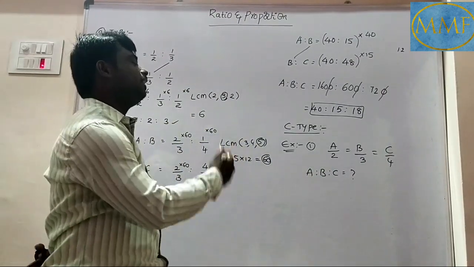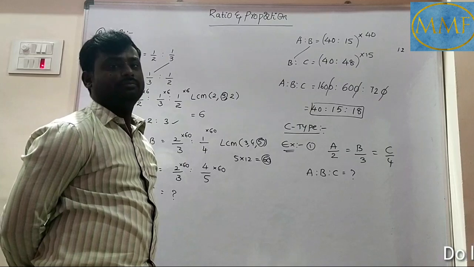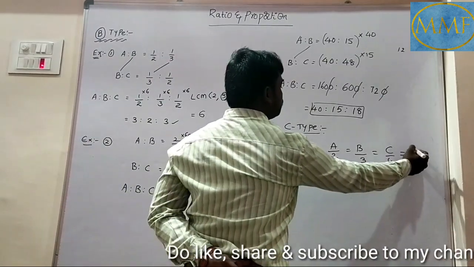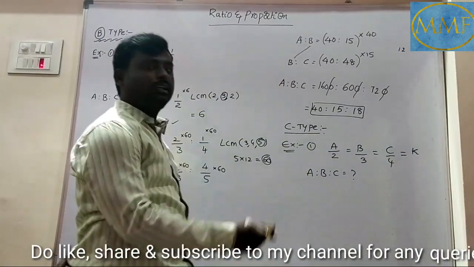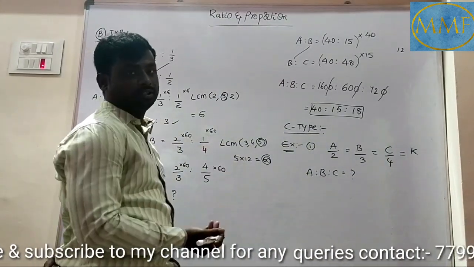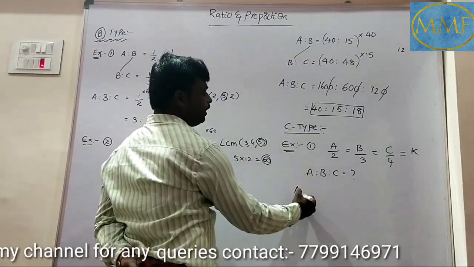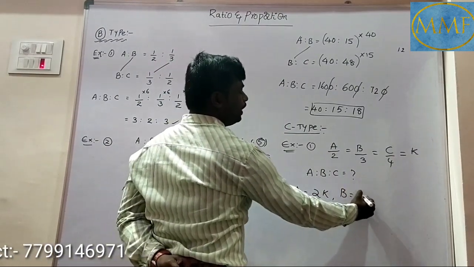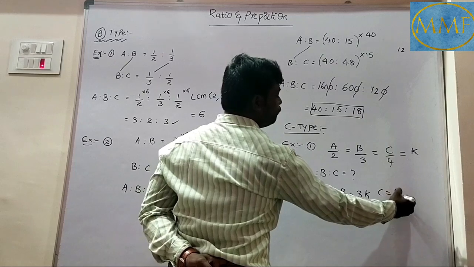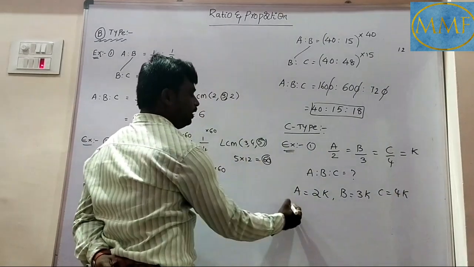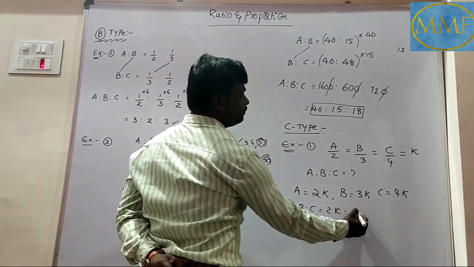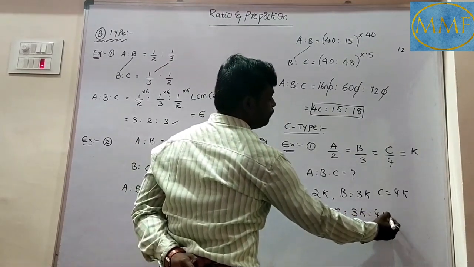Now how to calculate a is to b is to c? Very simple. Let it be equal to some constant k. I'll tell you the concept first, then we'll discuss the logic. Then we get a is equal to 2k, b is equal to 3k, c is equal to 4k. Then a is to b is to c is 2k is to 3k is to 4k.